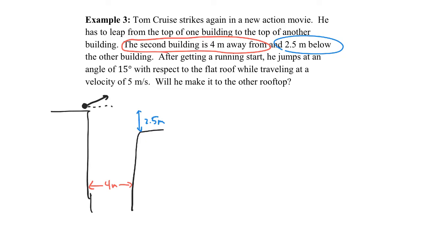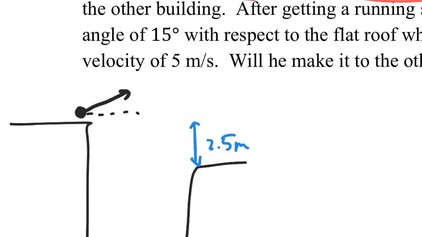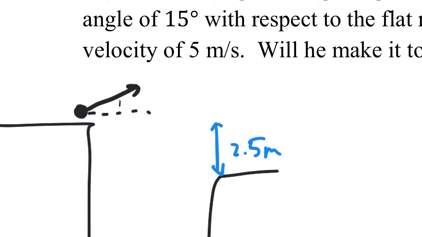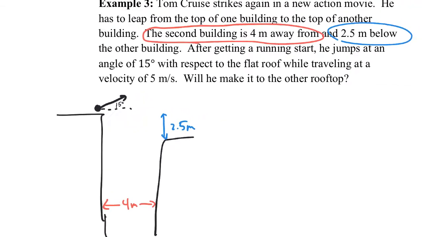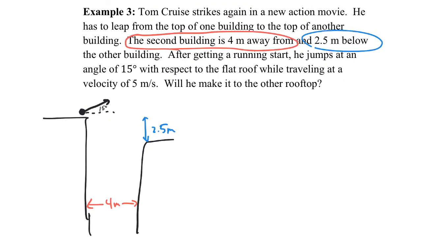Remember with vectors, we use the dashed line. That dashed line is so we can draw our angle in there. And the angle in this problem is 15 degrees. Okay, the angle is around 15 degrees here. The velocity that he jumps with, God bless you, is 5 meters per second.